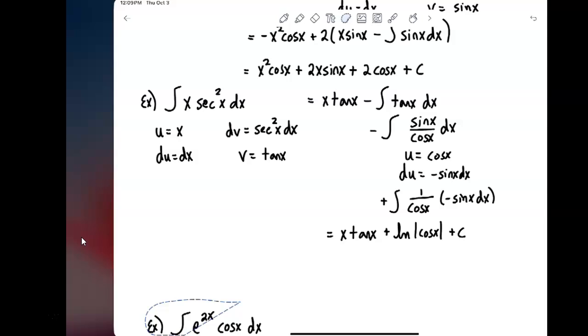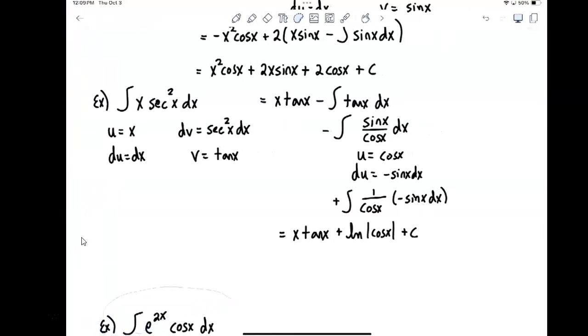Hold on, I gotta get it to move the right way. Here, oh, come on.